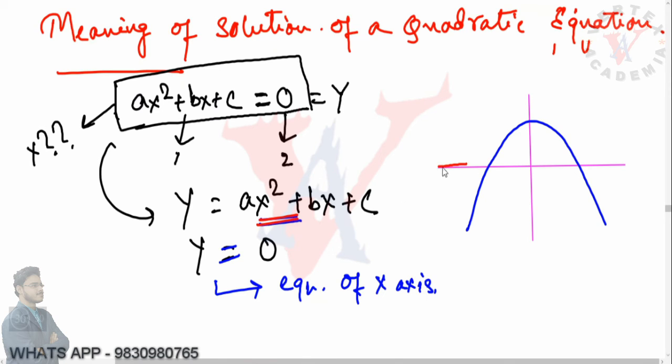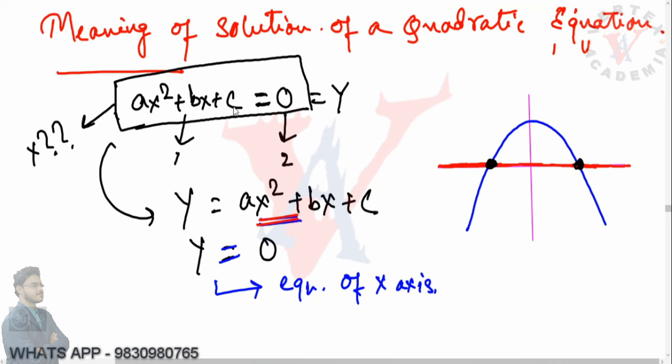Now y equals 0 is the x-axis, so it will look something like this, x-axis. And by finding the value of x, what we are actually doing is finding the intersection points of y equals 0 and y equals ax square plus bx plus c, these two intersection points. So I hope this is clear, basically what is meant by the solution of a quadratic equation.